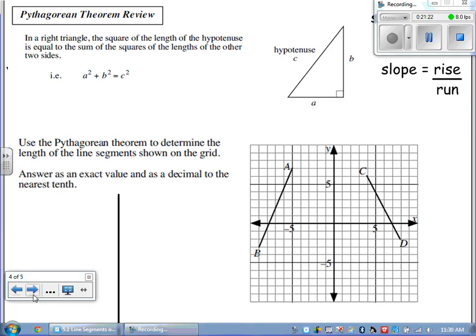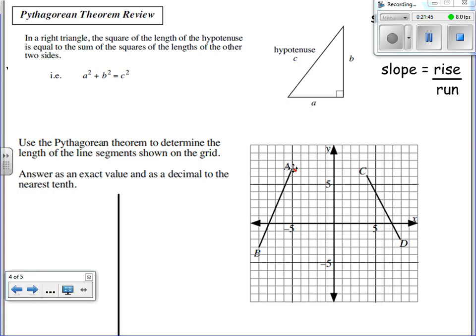This is how you're going to calculate lines that are on angles. You're going to have to draw in a triangle yourself and finish off the calculation. So you need to go from your top point and draw a line straight down. And then find the other point and go straight across. And you've made a triangle.